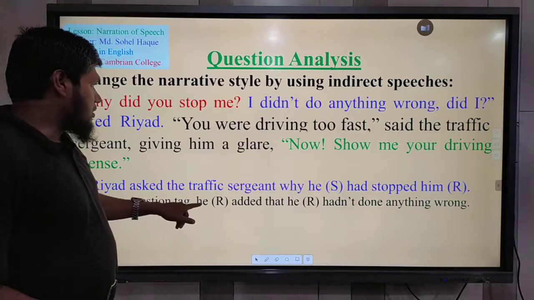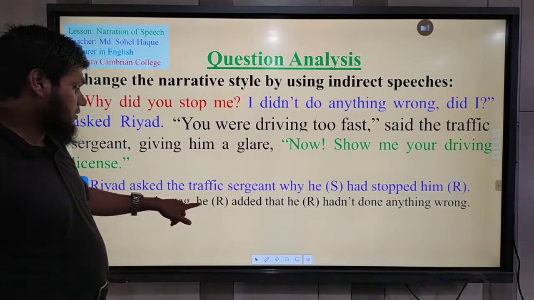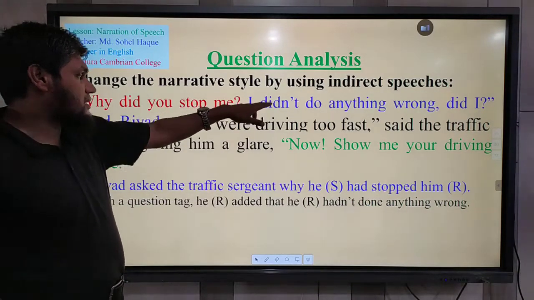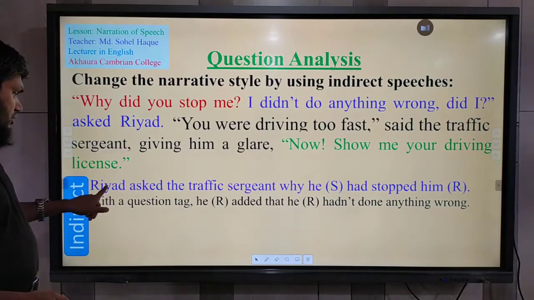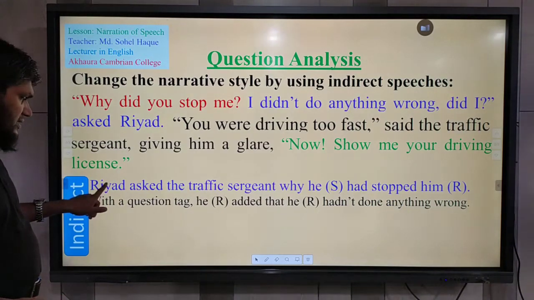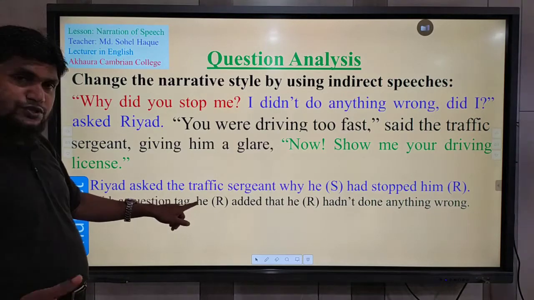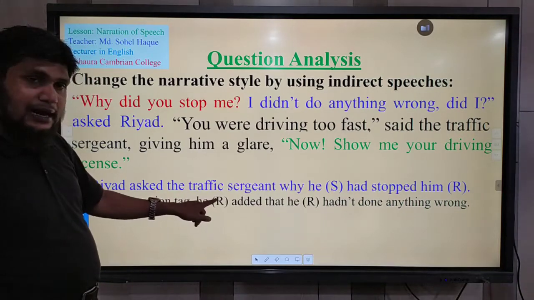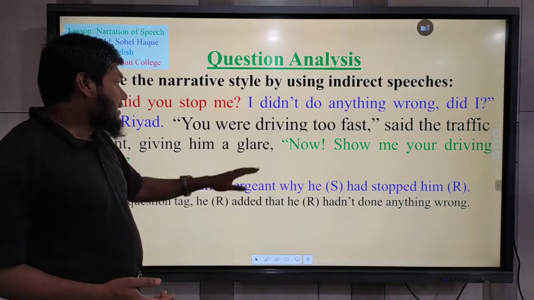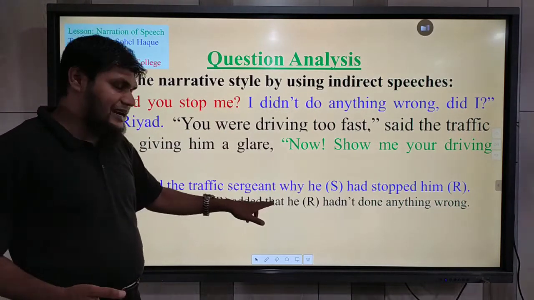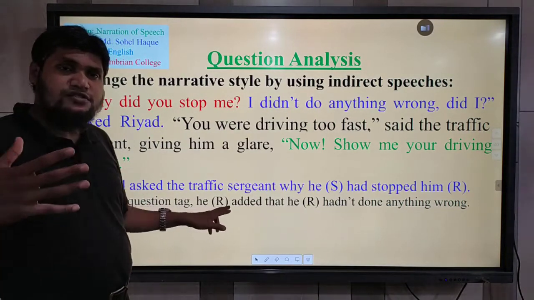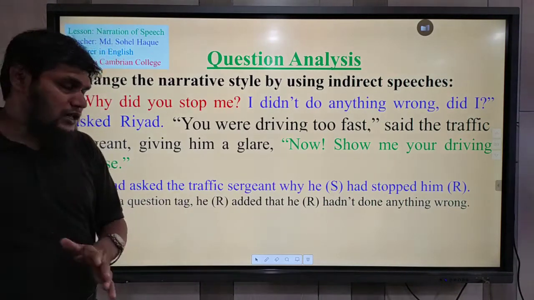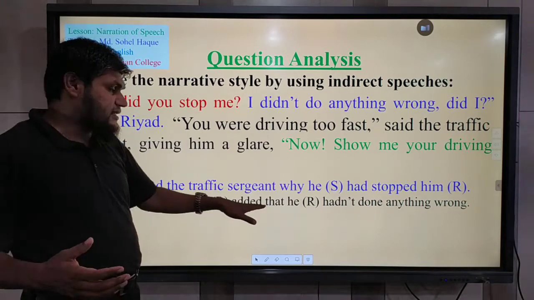Okay. Now, you should use again the subject he. Who is he? Riyad, because the speaker of the sentence is Riyad. So we use the noun at the beginning, in the first speech, and in the second speech you should use the pronoun. Okay, and indicate Riyad by R. Added that. It's an assertive sentence. You may use added that, or you may also use told him that, or said that, etc. You may use any one of them. I used added that here, no problem.